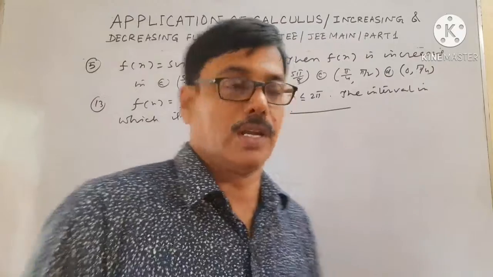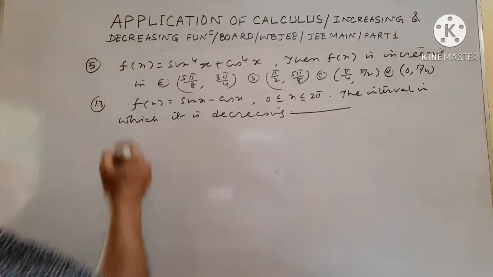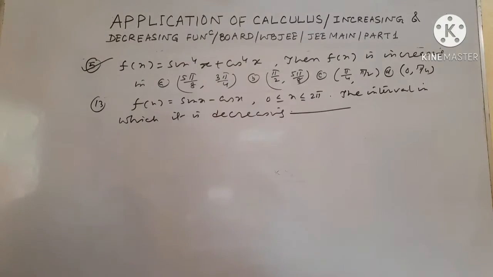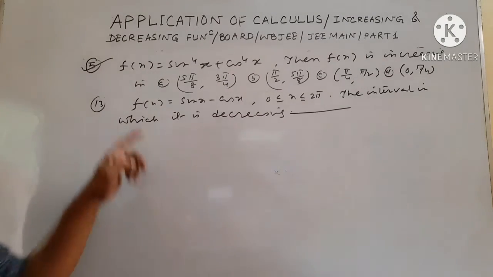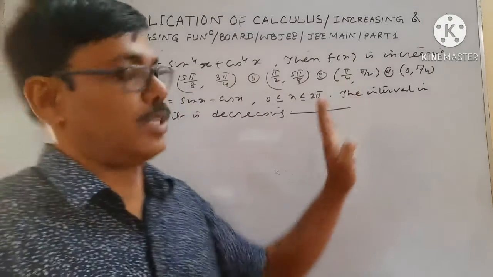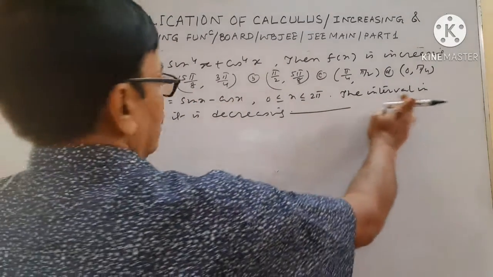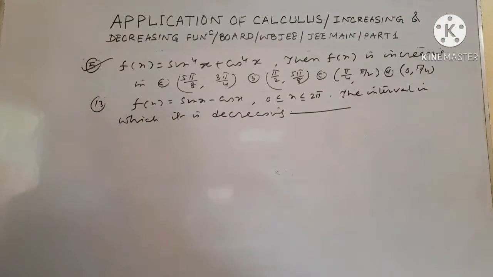Now a similar problem: f x equals sin to the power 4 x plus cos to the power 4 x. Then f x is increasing in which interval? And f x equals sin x minus cos x, the interval in which it is decreasing.